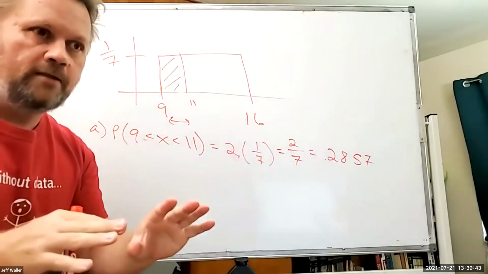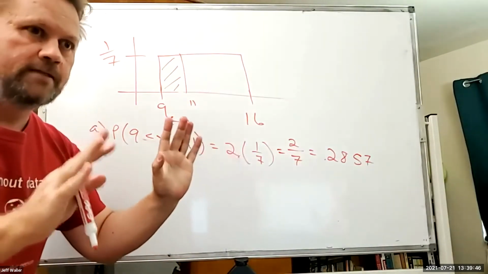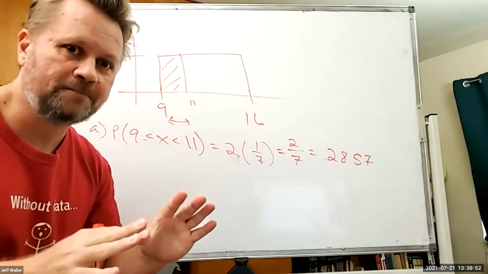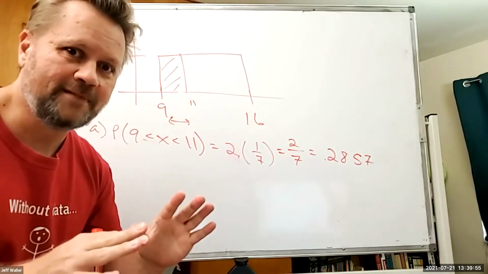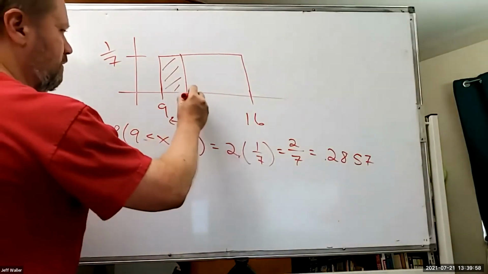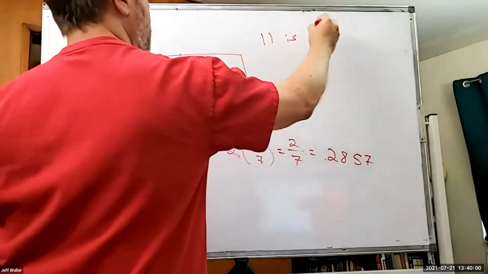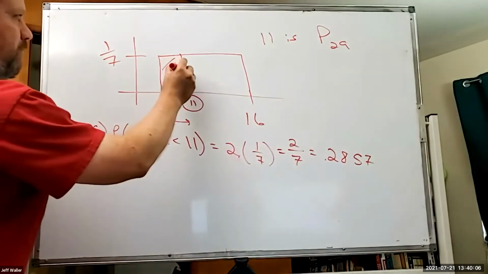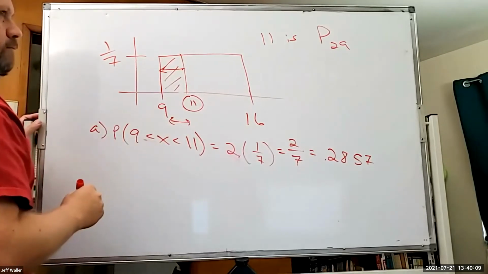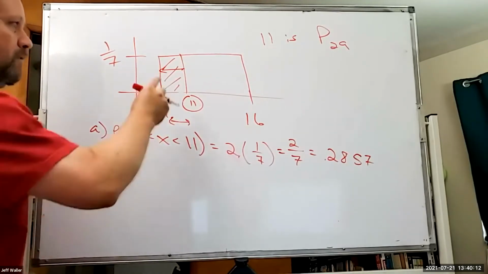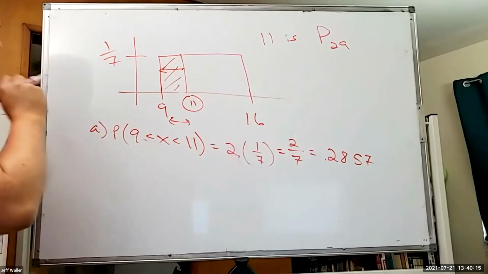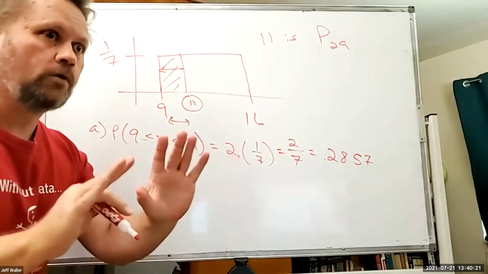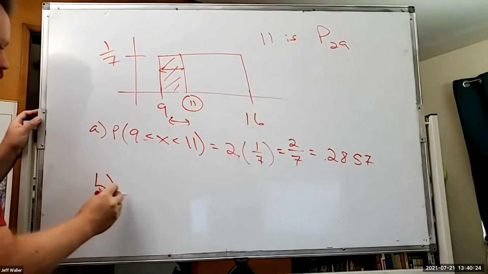Would you agree with me then that 11 is almost the 29th percentile? Let me say it. You ready? Isn't 11 just about P29? Because what percentage is below 11? What percentage is below 11? 28%, 28.57%. 29 almost, right? If you round up.